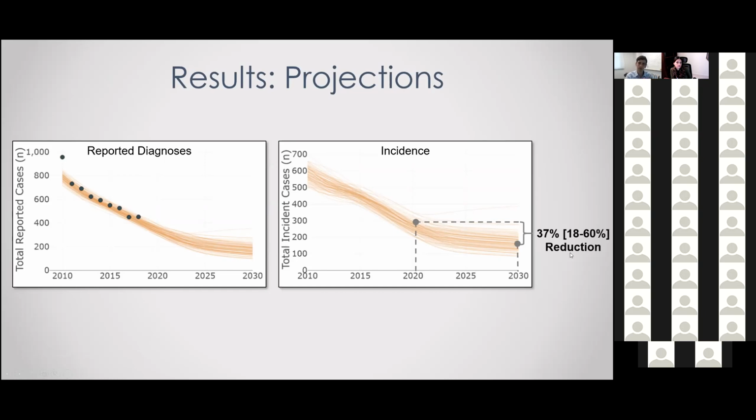And so this is saying that if we took no intervention, other than coasting on what we're doing with gains in suppression, testing, and PrEP use, we think that Baltimore is going to reduce its incidence by about 37% over the coming decade. But there's an uncertainty range attached to that.